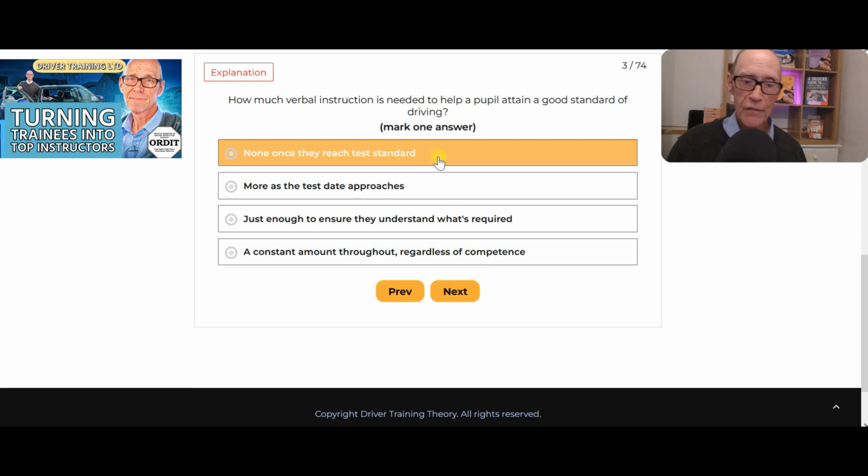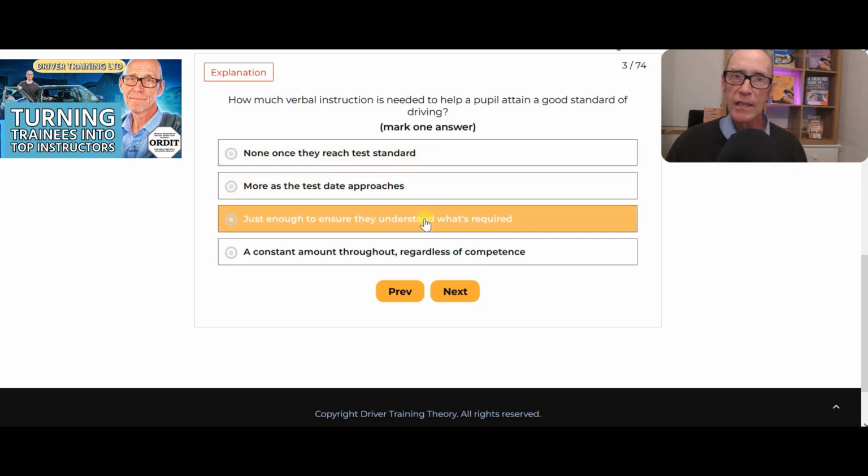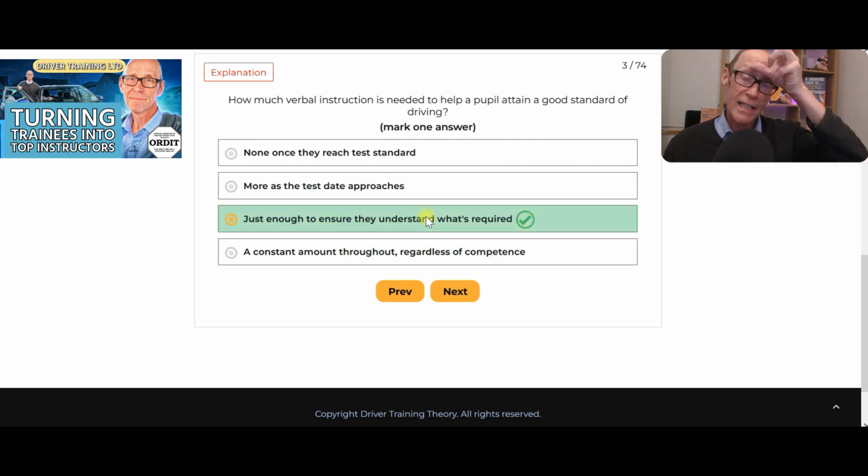Well, there are very few people who are perfect. So although we want to make it minimal, there may still be times when we need to jump in. So the correct answer is just enough to ensure they understand what's required. So when they're first driving, they're going to need a lot of instruction. As they get better, that's going to drop off. So just enough to ensure they understand. And that is indeed our answer.